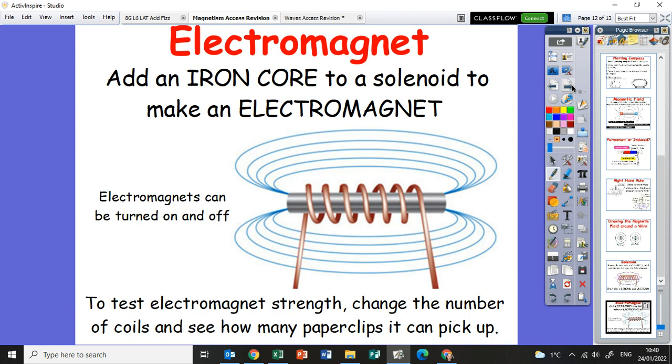If we place an iron core or an iron nail into a solenoid, we make an electromagnet. We can test an electromagnet's strength by seeing how many paper clips are picked up as we change the number of coils or change the amount of voltage. The more paper clips, the stronger the magnet is. An advantage with electromagnets is they can be switched on and off. That's the end of the magnetism video.